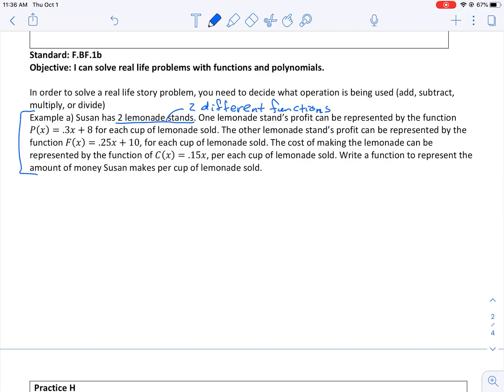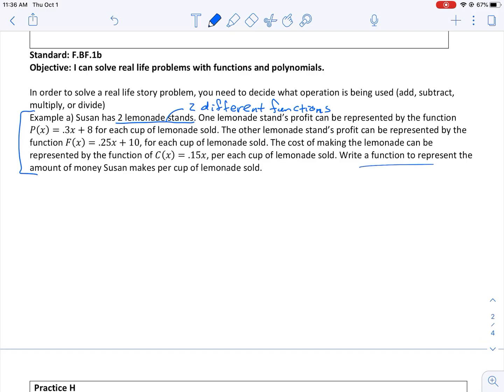And then the last part here, you have some quote-unquote real-world situations described with functions, and then you're supposed to do something with them. And so we're going to go over that process real quick. Here, I'll read this so I can refamiliarize myself with this situation. Susan has 2 different lemonade stands, and one lemonade stand's profit can be represented by that function p of x for each cup of lemonade sold. The other one can be represented by the f of x function for each cup of lemonade sold, and the cost of making lemonade can be represented by the function c of x for each lemonade sold.